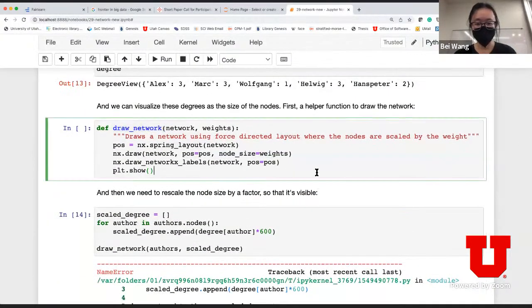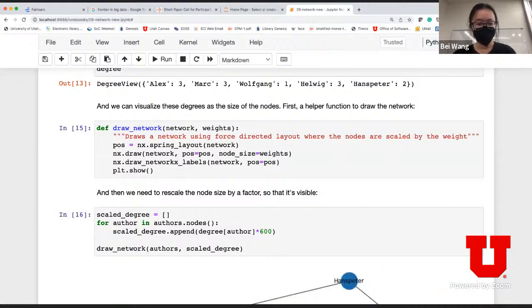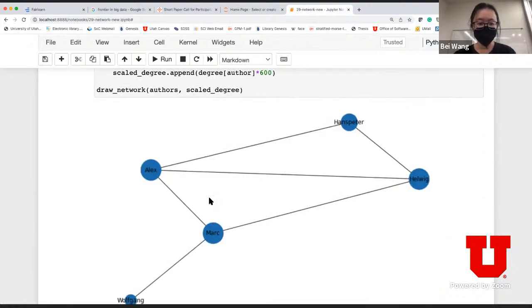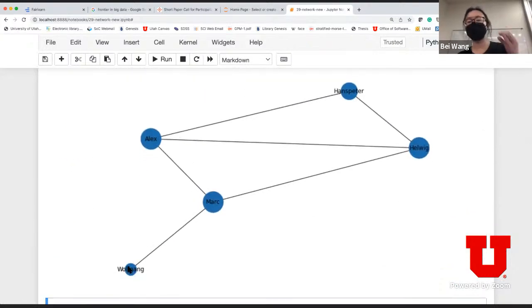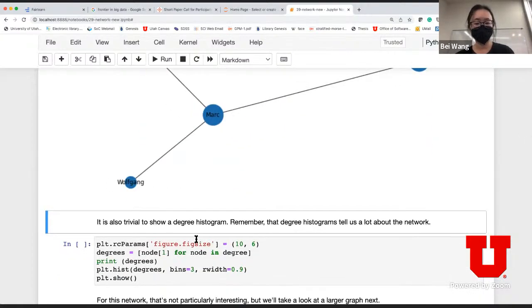Oh, I forgot to run this, of course. So now you see that Wolfgang is the one with a small degree, so when you draw it, this node is much smaller.